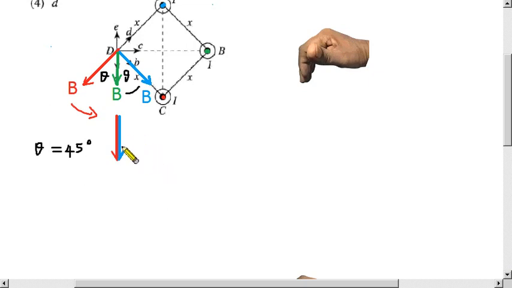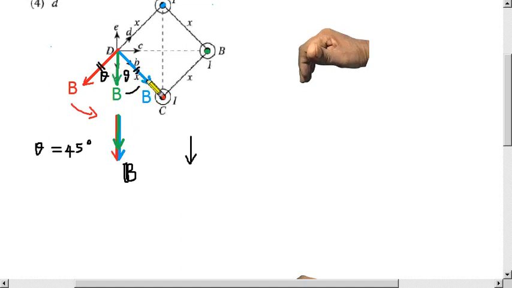So the final resultant B value, the magnetic flux density, is vertically downwards. So we have to add it with this one, with this green one. So let us add it like this. So finally we get this one as the resultant magnetic flux density. This one is the final one. So you see it is downwards, because of this angle and this magnitude.